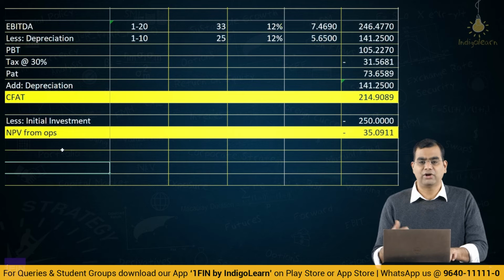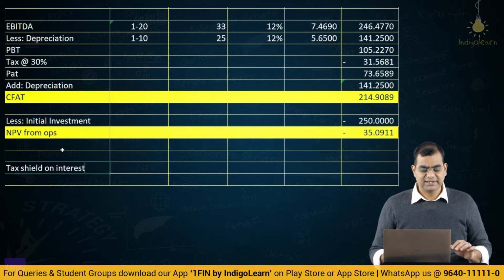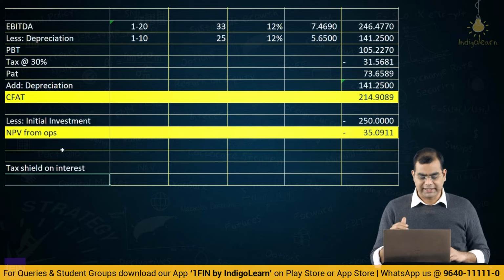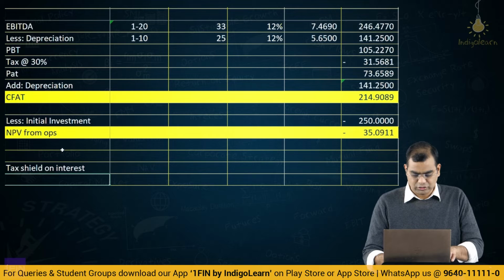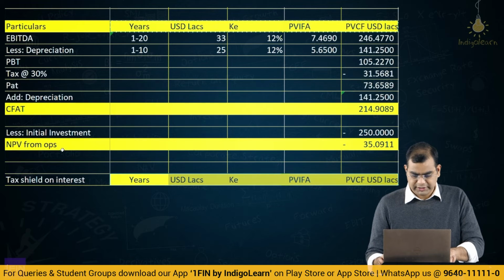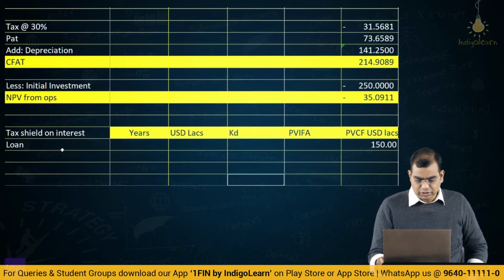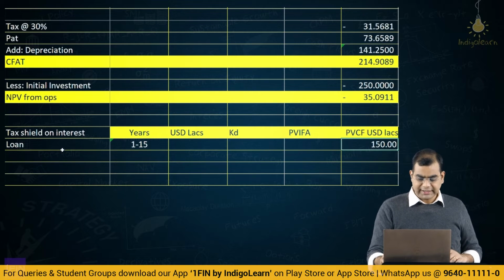Next, after operating cash flow, we said tax shield on interest. What is tax shield on interest? Basically, whatever is the interest outgo, how much is the tax saving that you are making. Now, in our case, the loan is a 15-year loan, interest is paid yearly and the principal is repaid at the end. The loan is 150 lakhs. I will use the same heading, but here it will not be cost of equity, it will be cost of debt. So, loan for years 1 to 15 is 150 lakhs. Then interest.